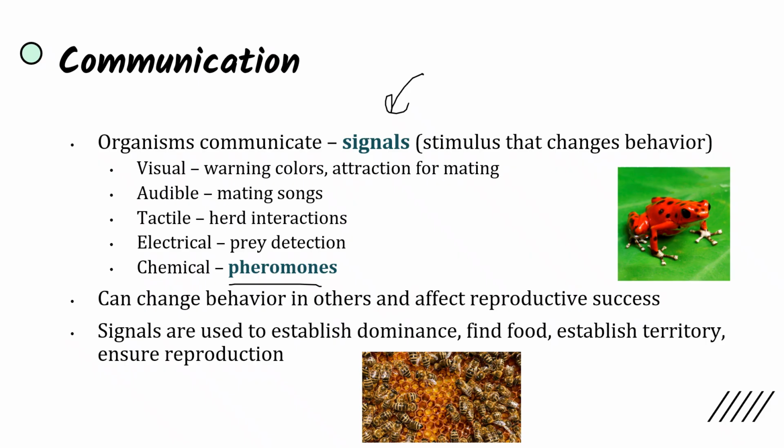And again, here's our poison dart frog. That's going to be our warning color. And signals are used to establish dominance, find food, establish territory, and ensure reproduction.